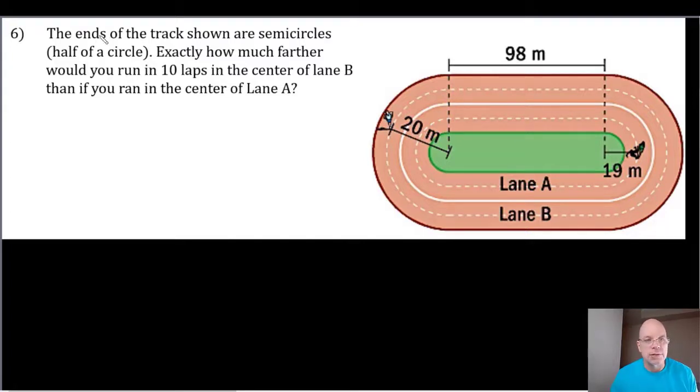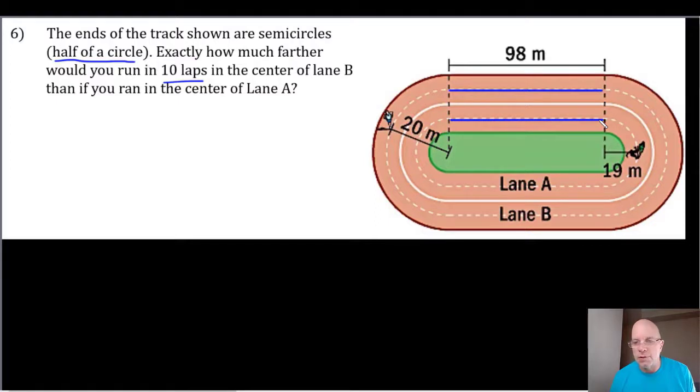Problem number 6 says the ends of the track shown are semicircles. A semicircle is half of a circle. Exactly how much farther would you run in 10 laps in the center of lane B than if you ran in the center of lane A? And so in order to solve this problem, the first thing you need to recognize is that these straight sections of the track are 98 meters, whether you're in lane A or lane B.